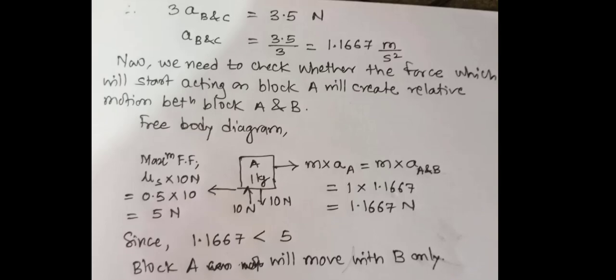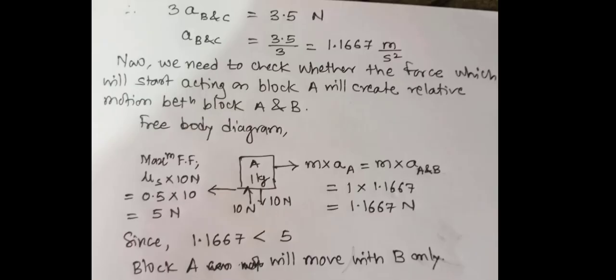Because the maximum frictional force is still higher than the force which is getting applied, 1.1667 is a smaller value compared to 5. Block A will move with block B only, and there will not be any relative motion between the two blocks. So basically acceleration of block A and acceleration of block B will be the same, equal to 1.1667.